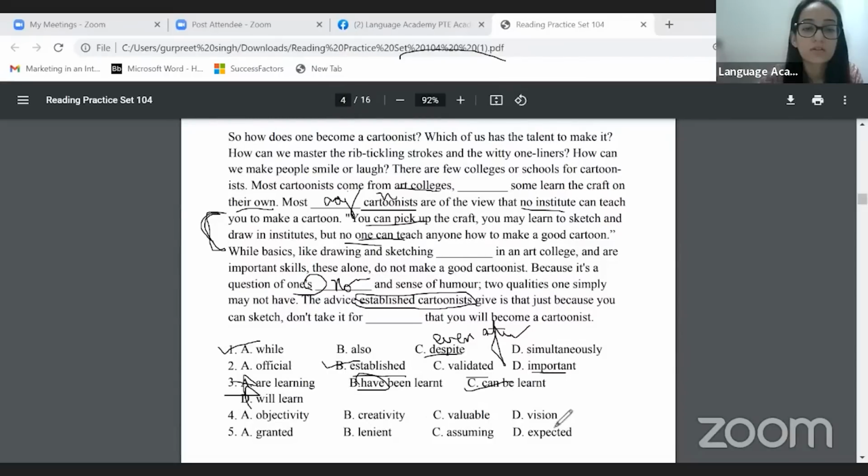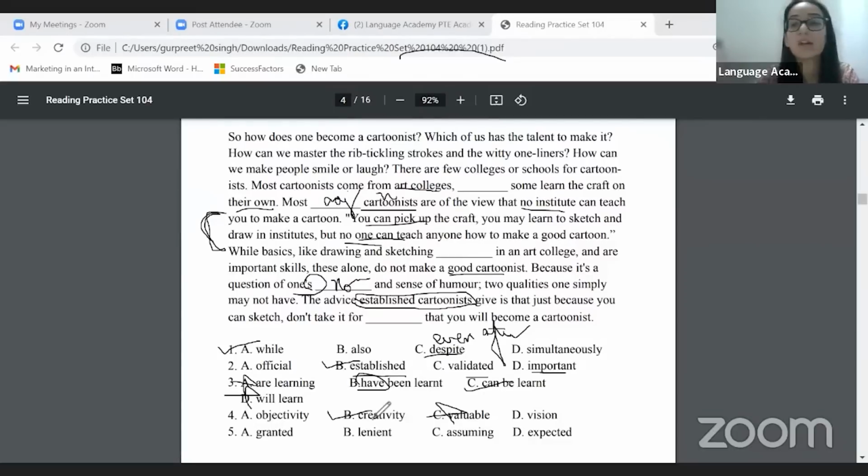Vision is a noun. So we have three nouns. Because, to become a good cartoonist, it is a question of one's dash and sense of humor. So what are the two things we need to become a cartoonist? Obviously, it is art. So the first thing we need is creativity.